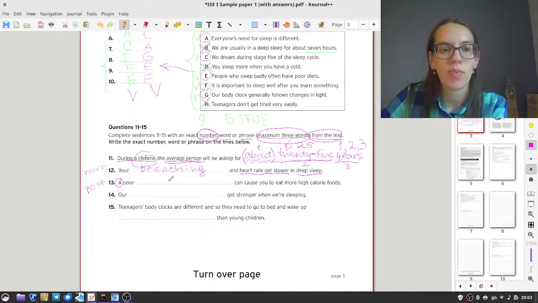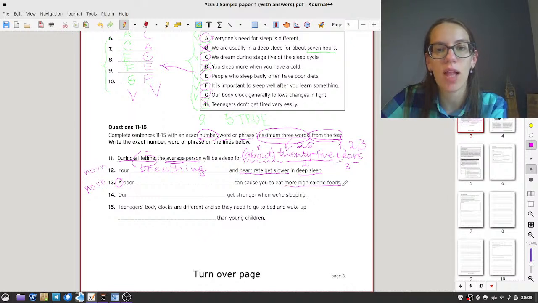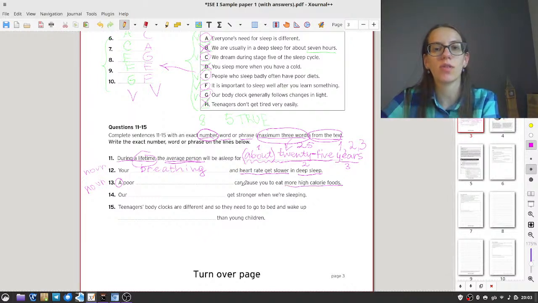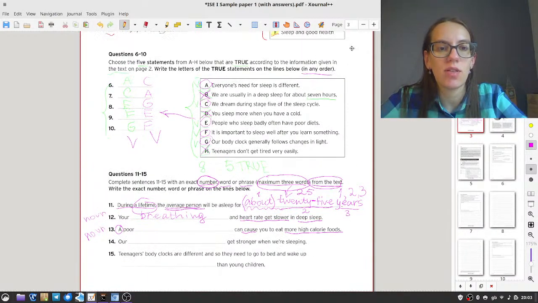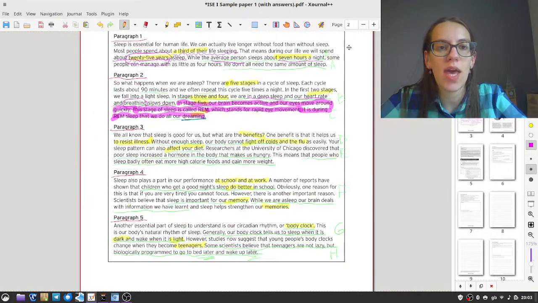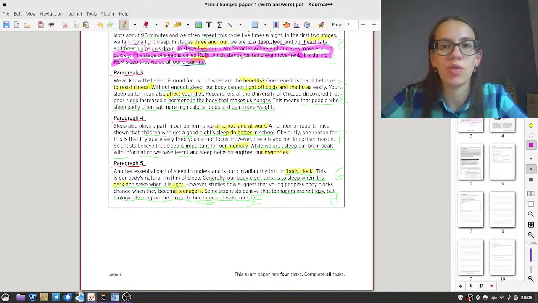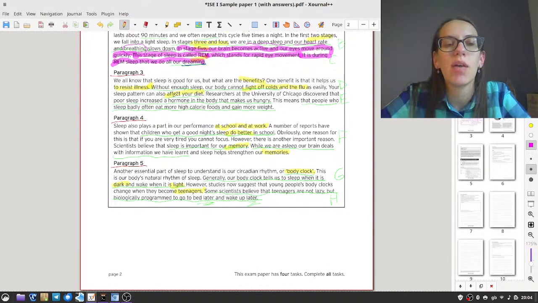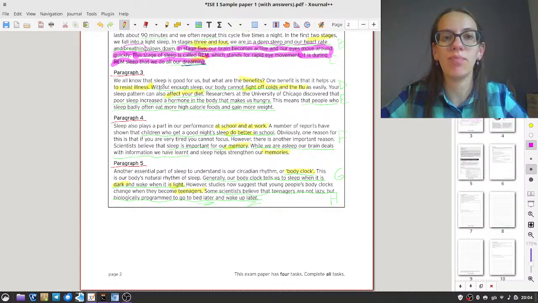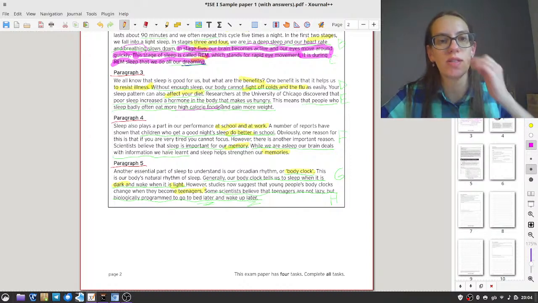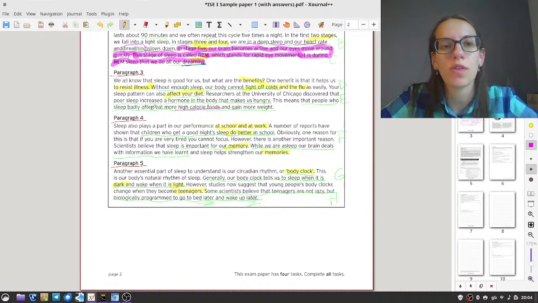Okay, a poor something can cause you to eat more high-calorie foods. So it causes you to eat more high-calorie foods. What is it? What can it be? Well, where do we talk about high-calorie foods and about foods in general? That was only in paragraph 3, not in any other paragraph. Yeah, high-calorie foods. We see this phrase here. So what causes you to eat more high-calorie foods? Let's see.